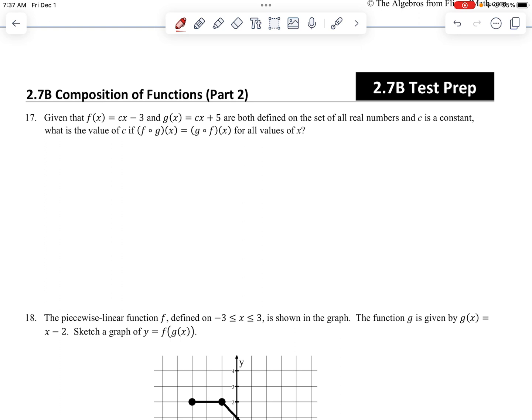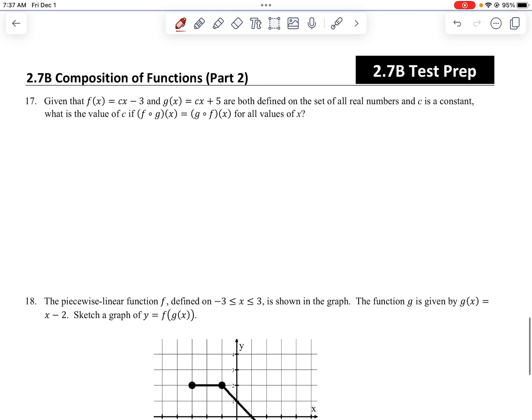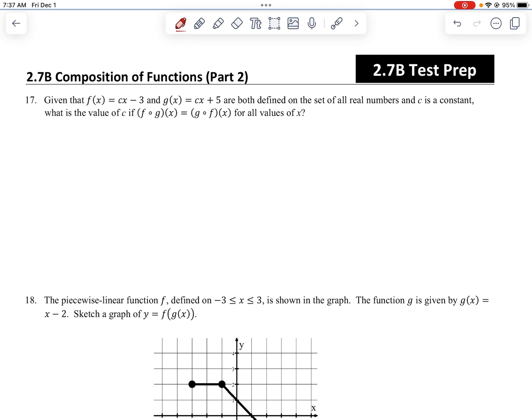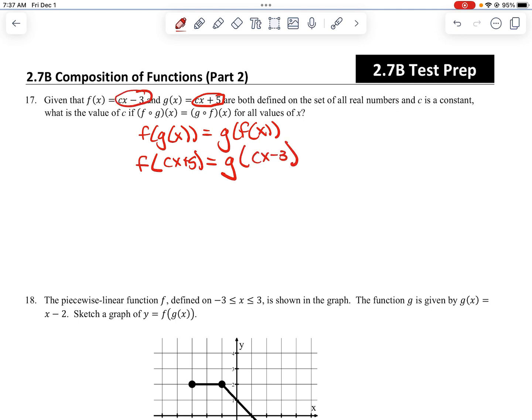Now this last one is a little bit trickier. So given that f of x equals cx minus 3 and g of x is cx plus 5 are both defined on a set of all real numbers and c is constant, what is the value of c if f of g of x equals g of f of x for all real numbers? Okay, so this is really f of g of x, cx plus 5, equals g of f of x, cx minus 3. There's a lot of letters on this.